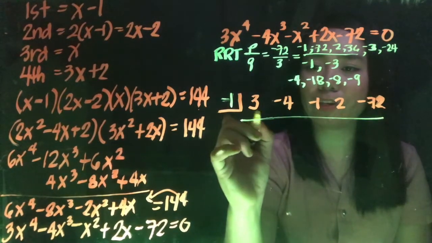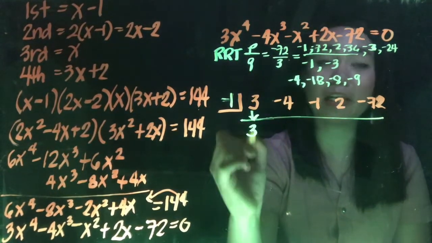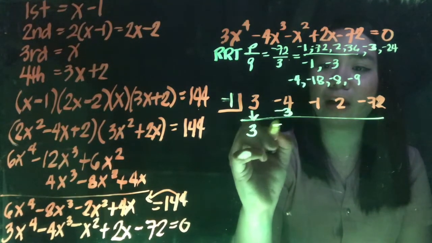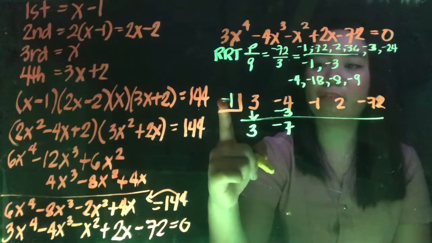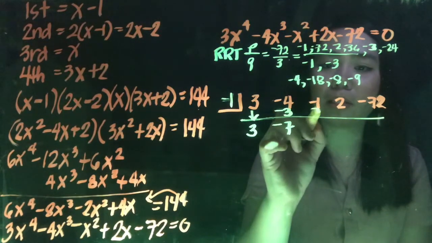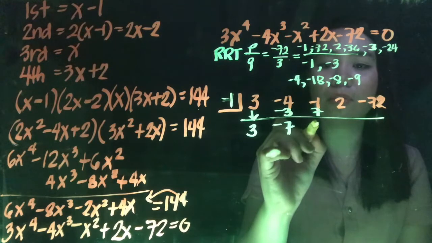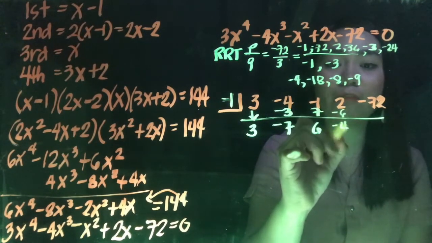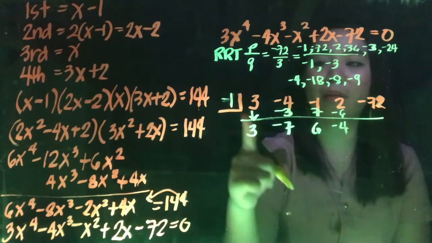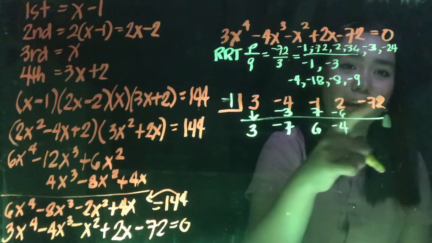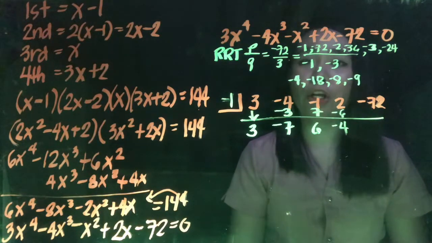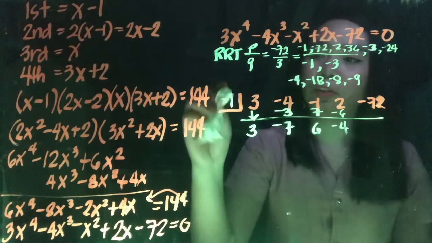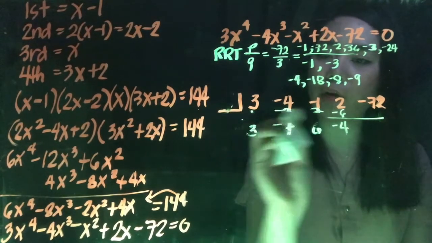Again, don't forget the first step is to bring down, which is 3. 3 times negative 1 is negative 3. Then add, you have negative 7. Negative 7 times negative 1 is positive 7. And that gives you 6. 6 times negative 1 is negative 6. This is negative 4. Negative 4 times negative 1 is positive 4. And it's far from negative 72. Therefore, negative 1 is not an answer. So let's remove this. Let's change our given.